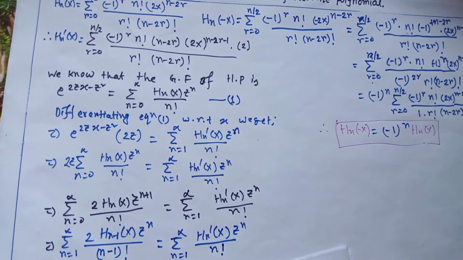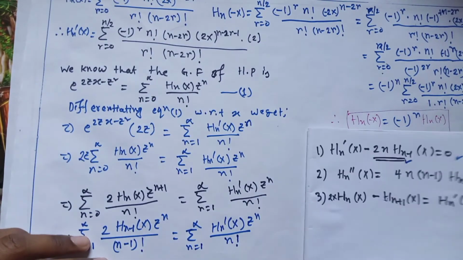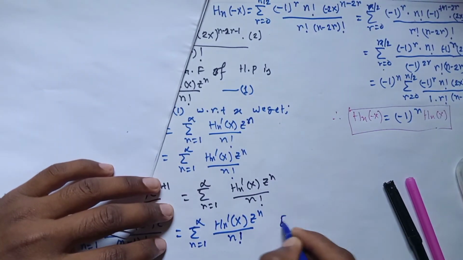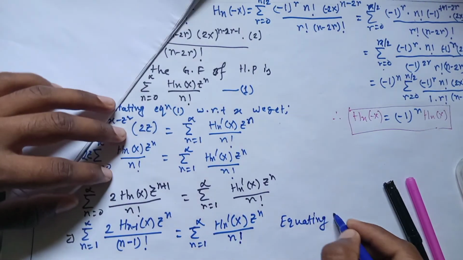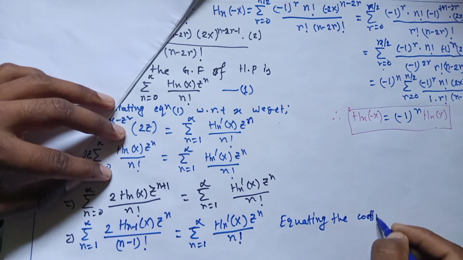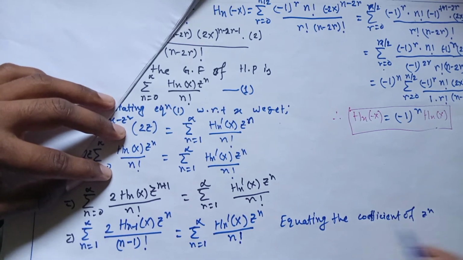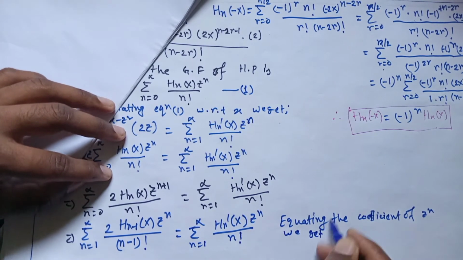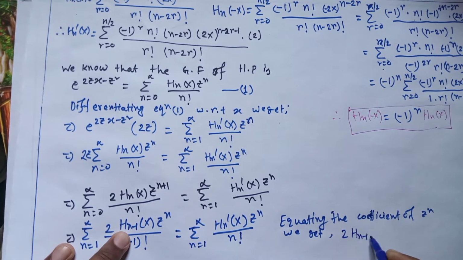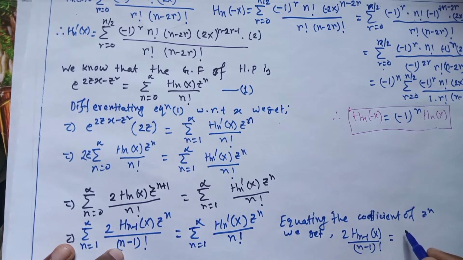Okay, equating the coefficient of z to the power n, we get 2n minus 1 of x divided by n minus 1 factorial is equal to Sn dash of x divided by n factorial.